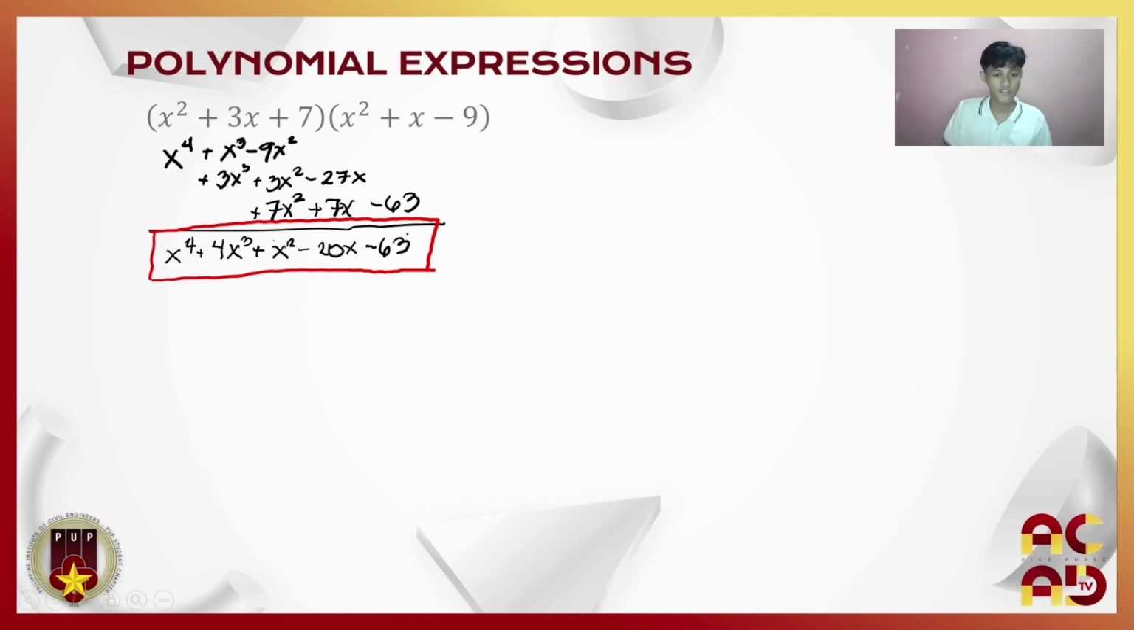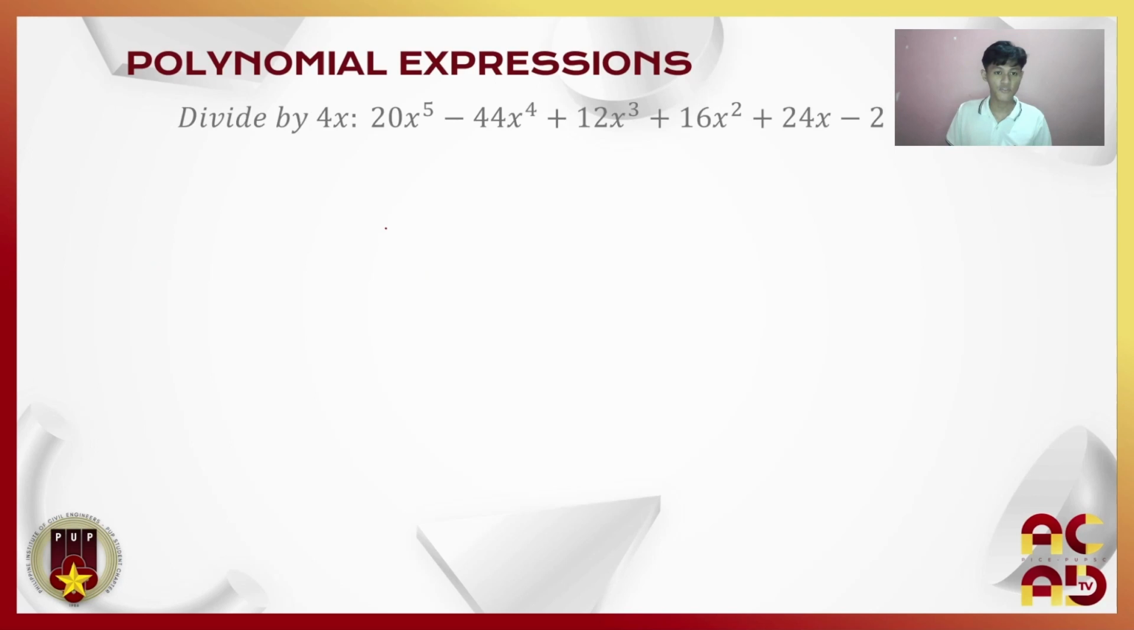So, let's proceed to the third sample problem. So, here we are tasked to divide this expression, which is 20x raised to 5 minus 44x raised to 4 plus 12x cubed plus 16x squared plus 24x minus 2. There are many methods to divide this, but the easiest method is to divide each term by 4x. So, we divide it. So, 20x raised to 5 divided by 4x.